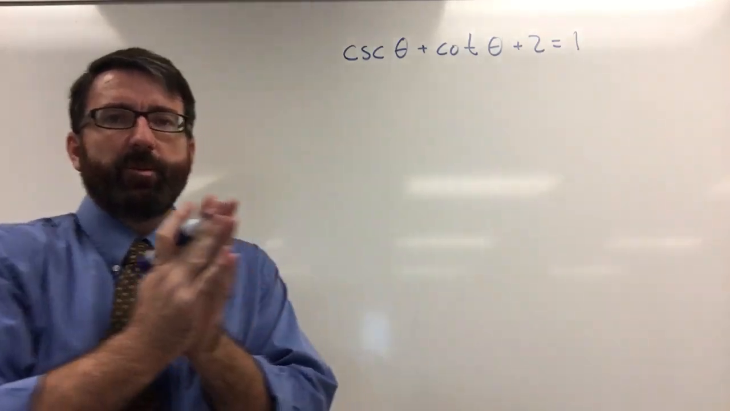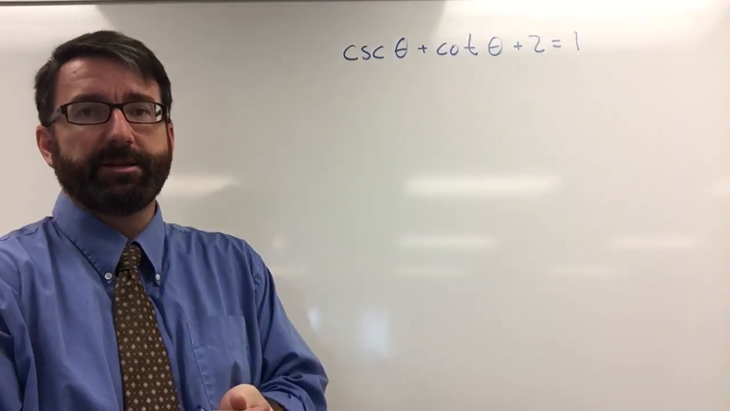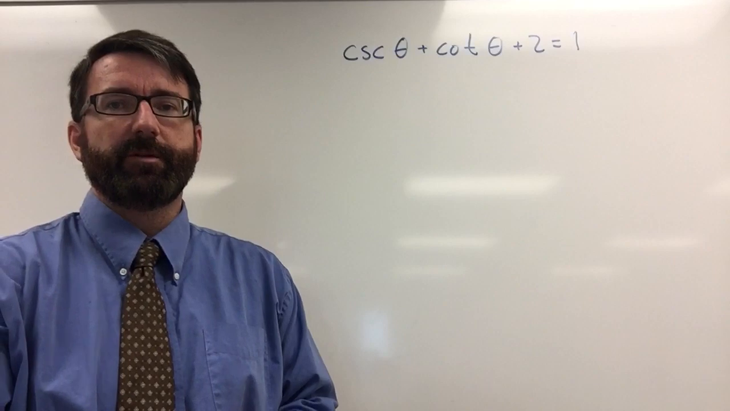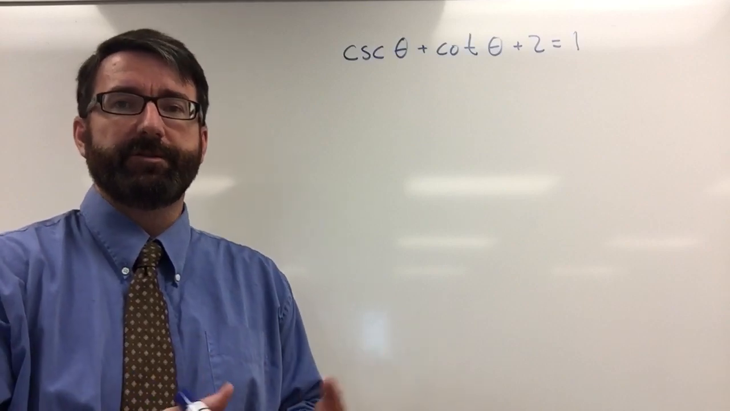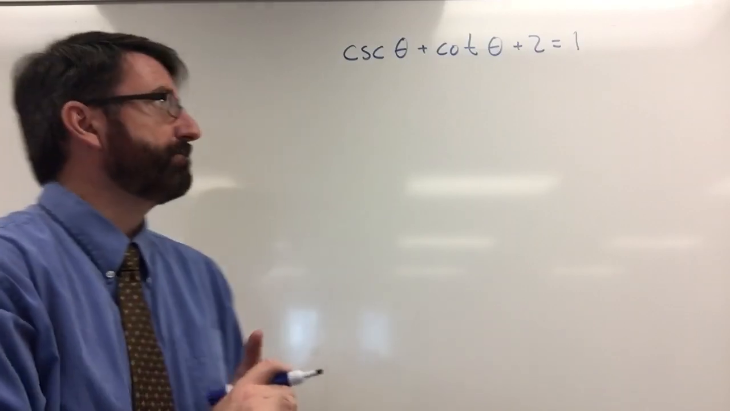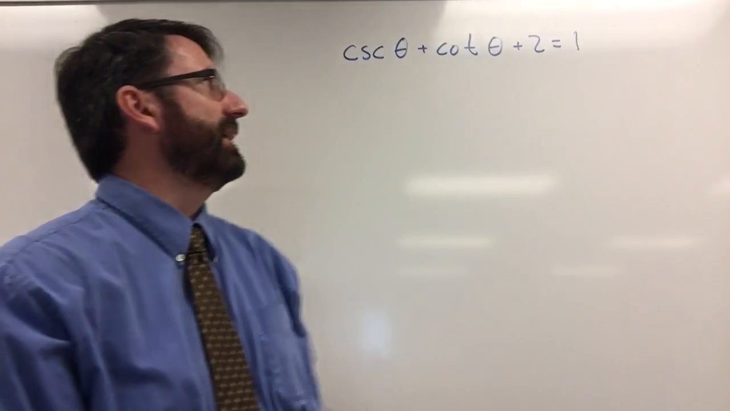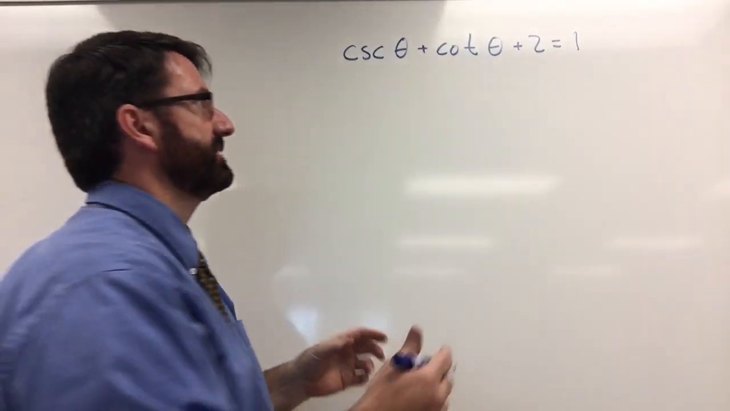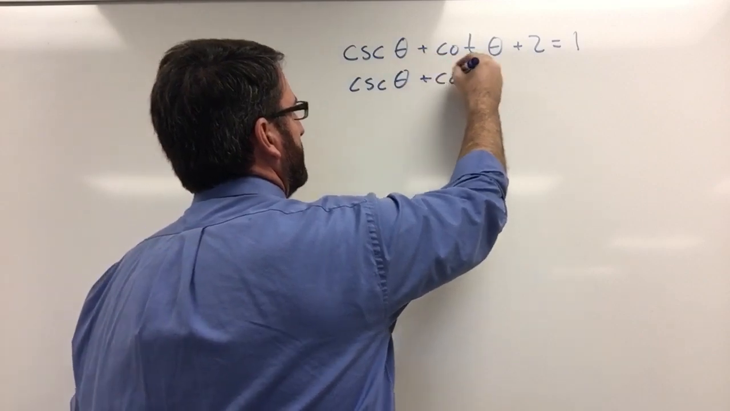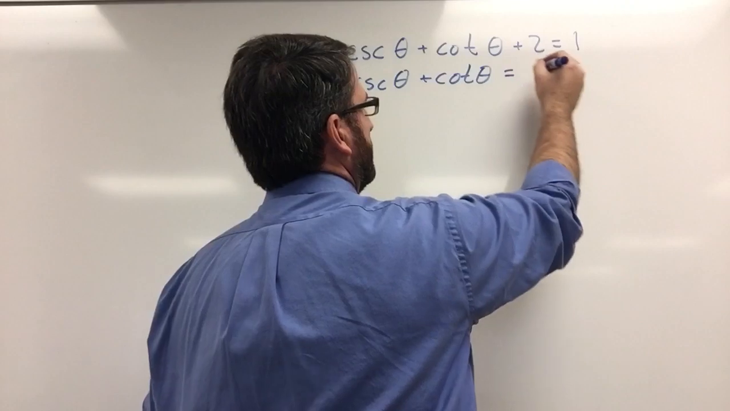All right, for this problem, we're asked to solve this equation, cosecant of theta plus cotangent of theta plus 2 equals 1. And we're asked to solve for all values of theta that are between 0 and 2 pi, not including 2 pi. So the first thing we can do here, let's go ahead and get that 2 over to the other side. So this is going to be cosecant theta plus cotangent theta. If we subtract 2 from both sides, this is going to be equals -1.